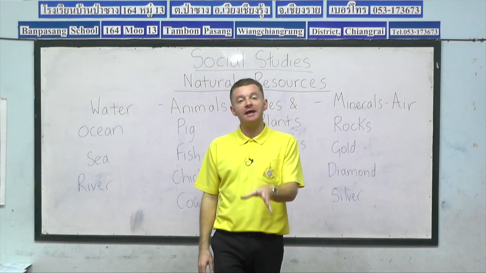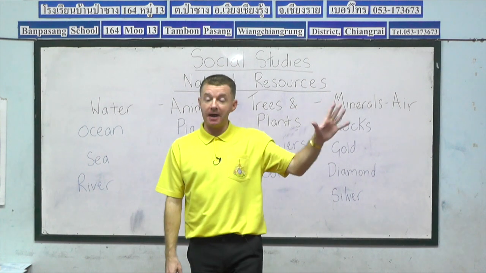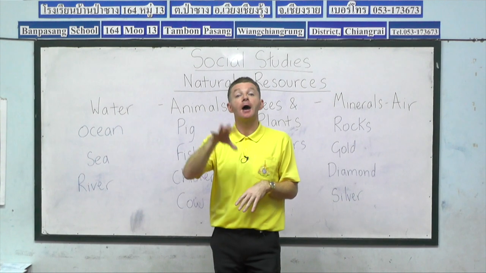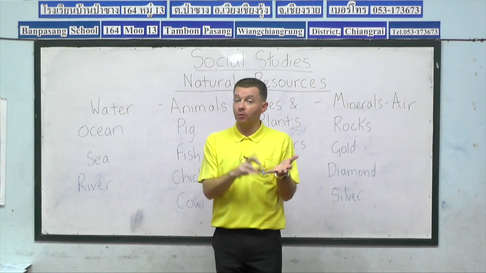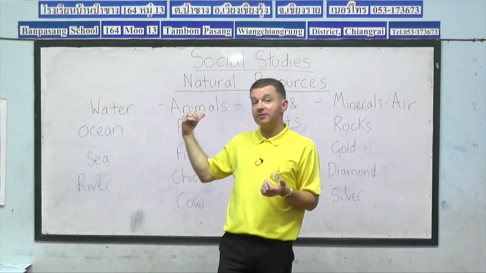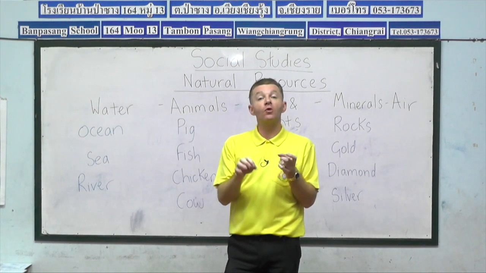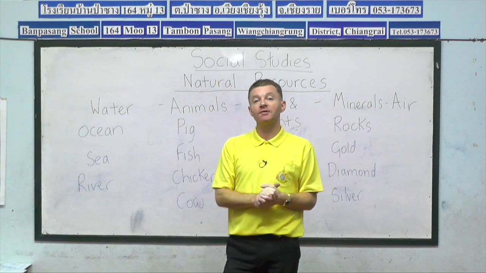And what we're going to learn today is how by looking at a map or by even looking at a photograph, it can tell us about the place, such as the weather, the natural resources it has, the different types of landscape, or even the places that we might want to visit.